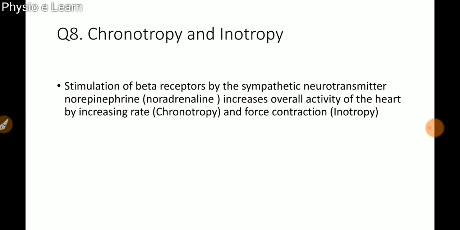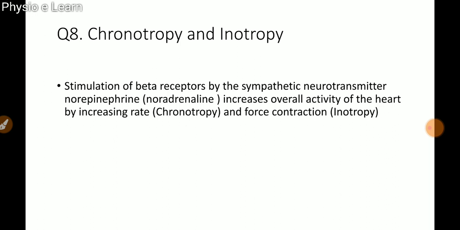Question number 8, chronotropy and inotropy. Stimulation of beta receptors by the sympathetic neurotransmitter norepinephrine or noradrenaline increases the overall activity of the heart by increasing the rate. An increase in heart rate is known as chronotropy, and the force of contraction. If the force of contraction increases, then it is known as inotropy.